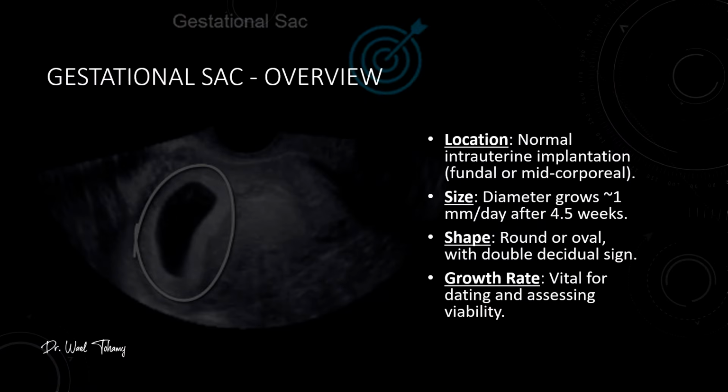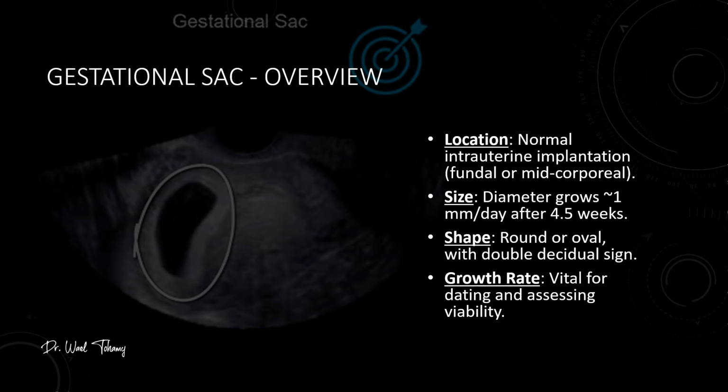Let's begin with the gestational sac, the first visible structure within the uterus in early pregnancy. A normal intrauterine implantation is typically located in the fundal or midcorporeal region of the endometrium, always away from the lower uterine segment or cervix.